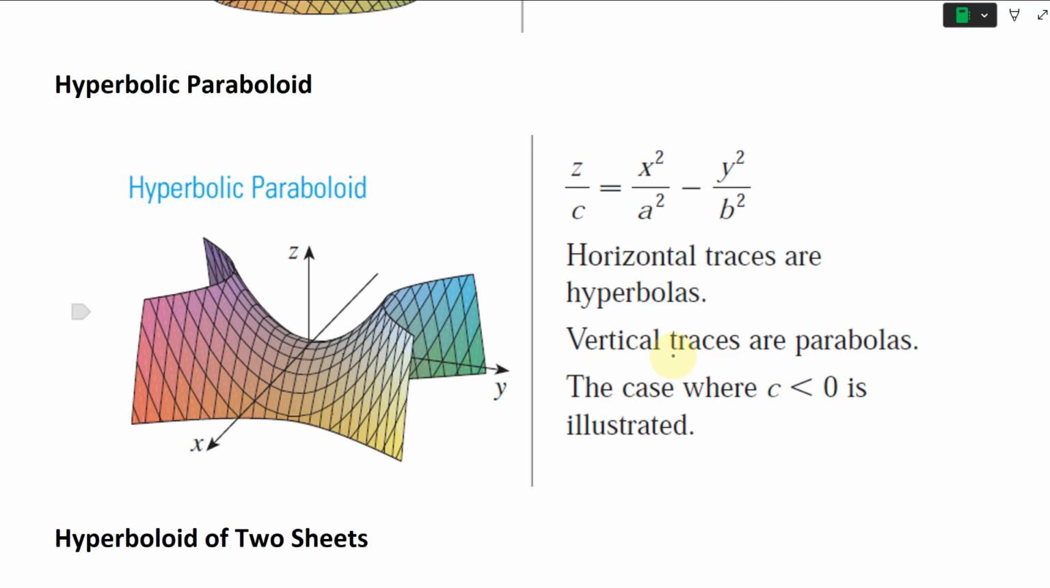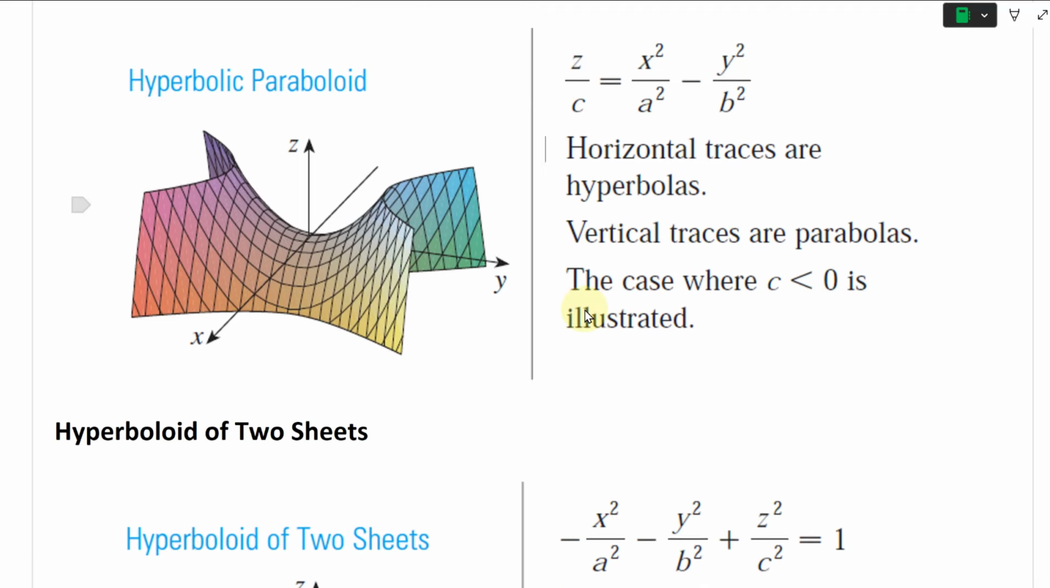This one's going down like that. This one's going up, and then these ones going down. If you cut it like this, this goes down. Then if you cut it this way, these ones go up. Interesting. And the case where c is less than 0 is illustrated. Yeah, this is c less than 0. If it was greater, I think it would be inverted.